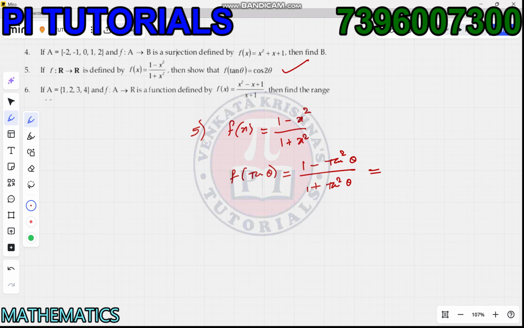So (1 minus tan square theta) by (1 plus tan square theta), according to trigonometry, the formula is cos 2 theta. Therefore f of tan theta is equal to cos 2 theta. So this is about this problem.